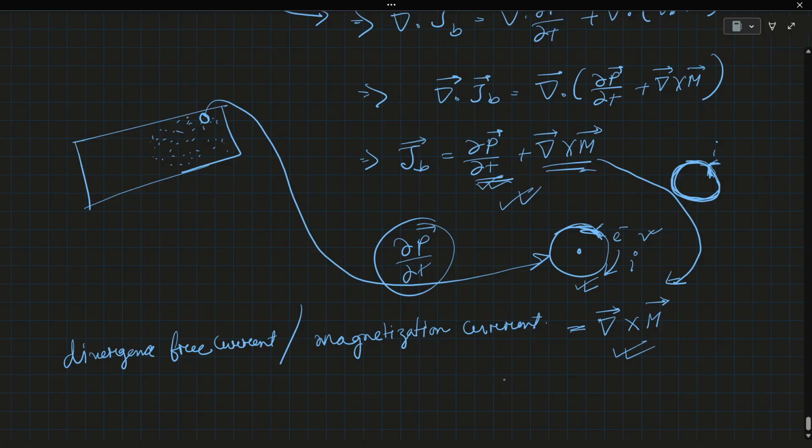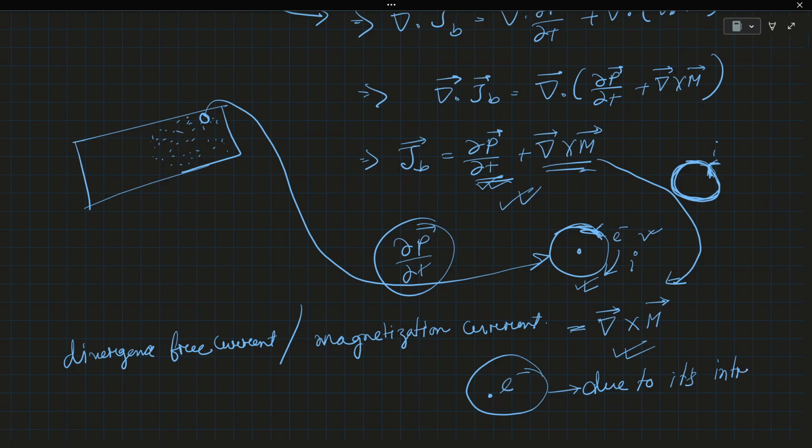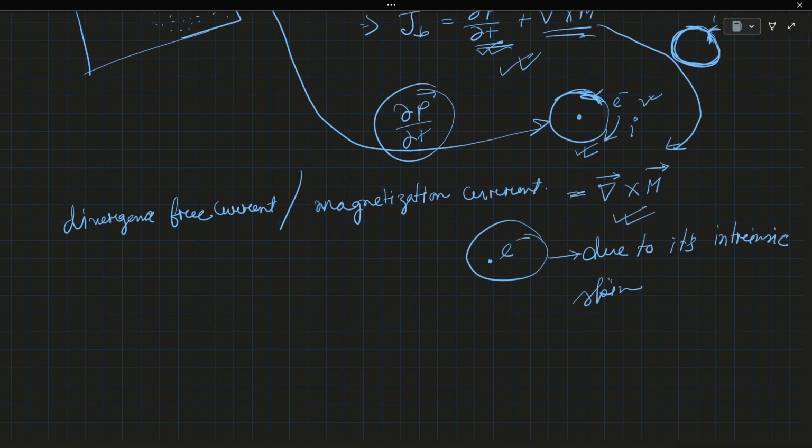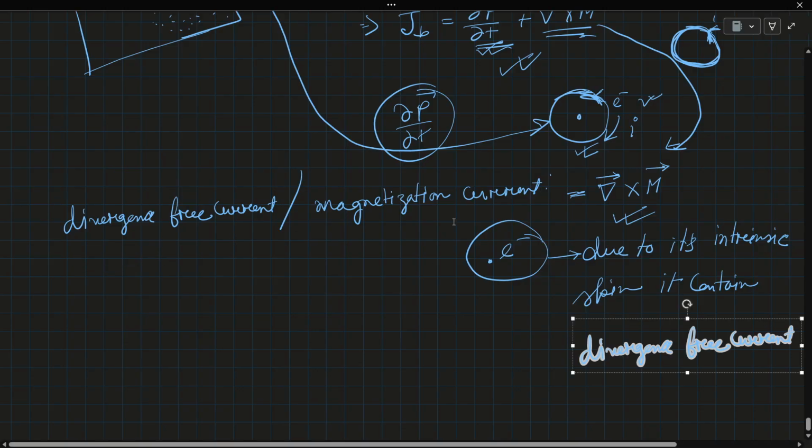Actually, even if this is an electron that is not moving, due to its intrinsic spin it contains divergence free current. This is because of its intrinsic spin.